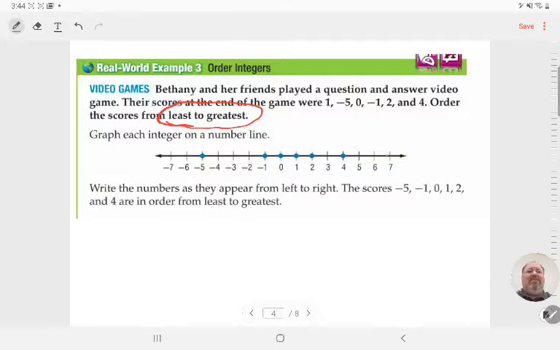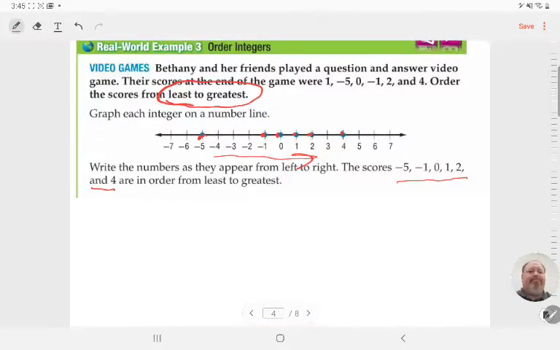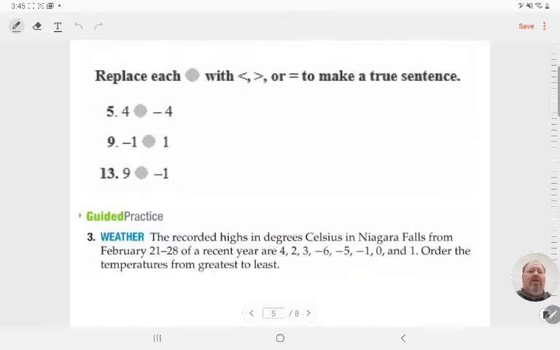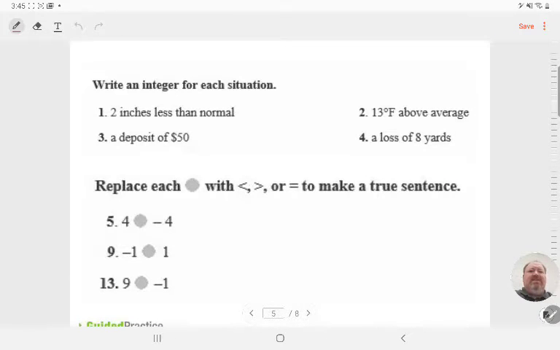So I could graph a number line. I could plot each one of those points on the number line, which they did here. So 1, -5, 0, -1, 2, and 4. And then so they want least to greatest, I would just start over on the left and work my way to the right. -5, -1, 0, 1, 2, and 4 from least to greatest. Okay? All right.